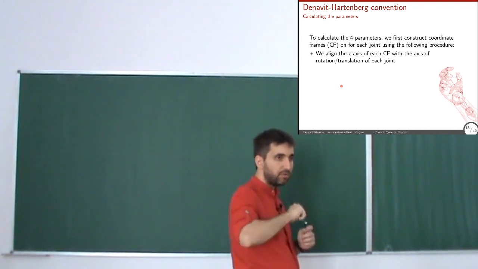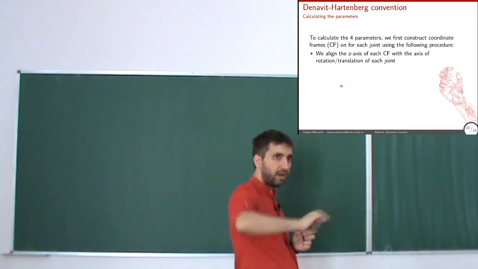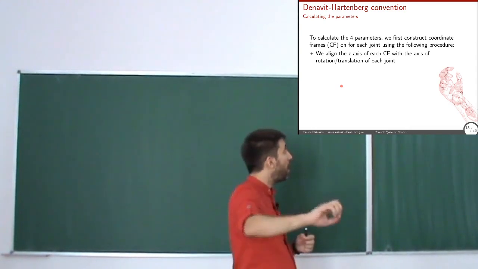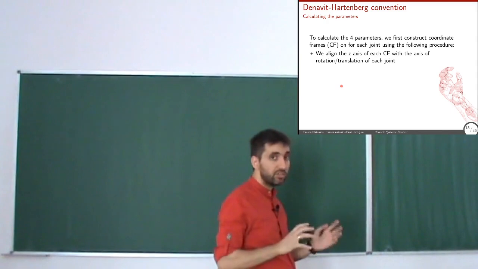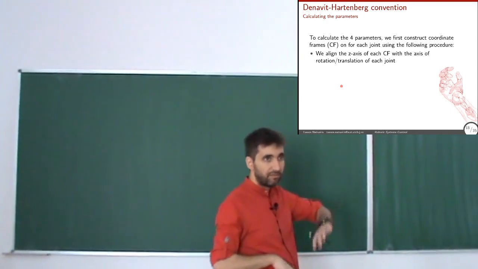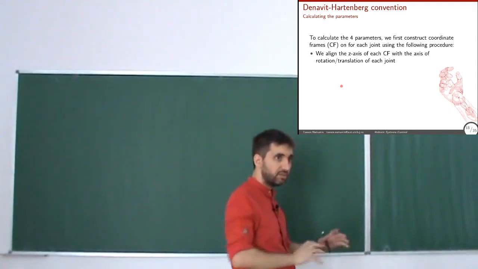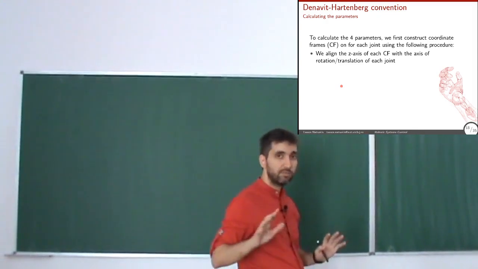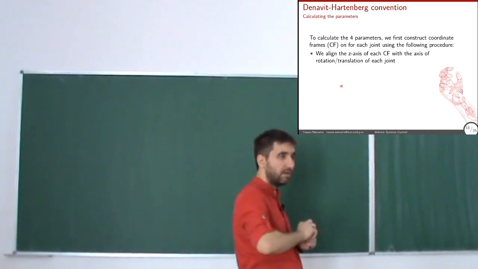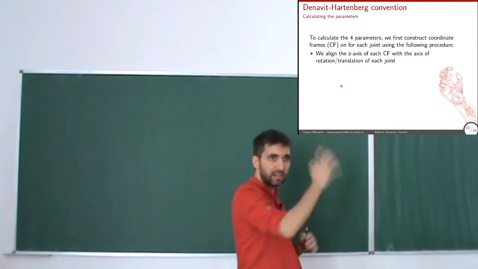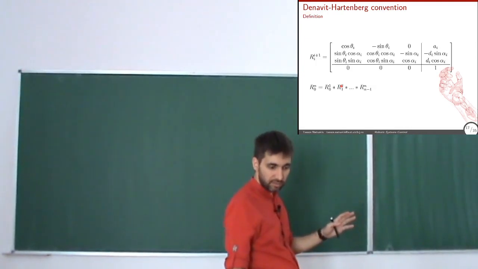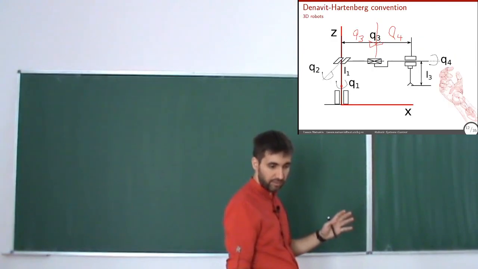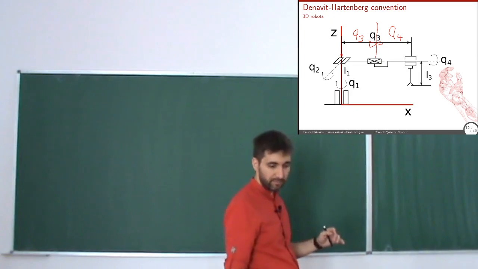Okay, and we start by putting the z-axis. We define the z-axis. How do we define it? Along the axis of rotation or translation. I might have revolute joints, I might have prismatic joints. For each of these joints, I just put a z-axis along the direction where it rotates. So here, for instance, for the first joint, the direction around which it rotates is this axis pointing upwards, right? So I would put a z1 there.